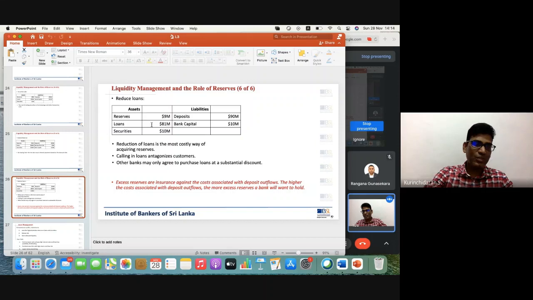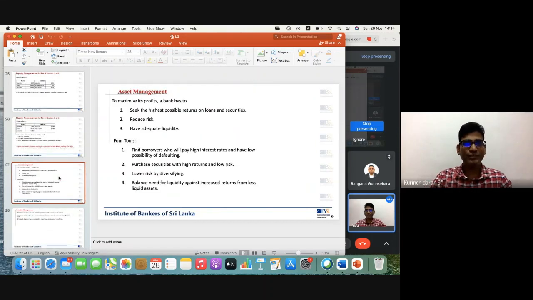Okay. So the second one, asset management. When you think about your bank, think about the assets. Assets are the items which are going to give you a return. There are a few things they have to consider. One is to seek the highest possible return on loans and securities. So they will always think about high return.